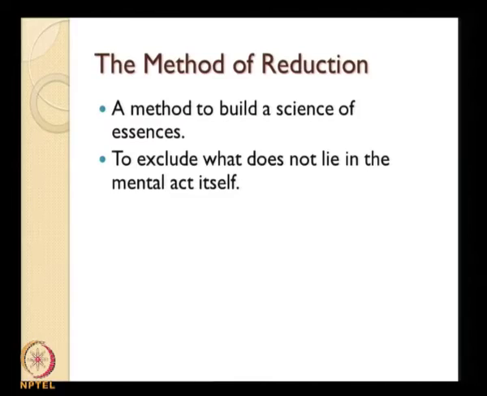When an object is given to us, or when we try to understand or perceive an object, there are many things which we may know about the object. All these things are not actually given in the mental act of knowing that object. So, what is it that knowing a particular object consists of? That is the concern of phenomenology. In this process the method of reduction aims at excluding what does not lie in the mental act itself of intending or understanding it, to find the essence of consciousness, which I have already mentioned, by excluding what is non-essence.